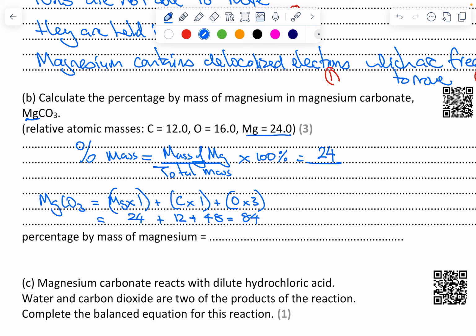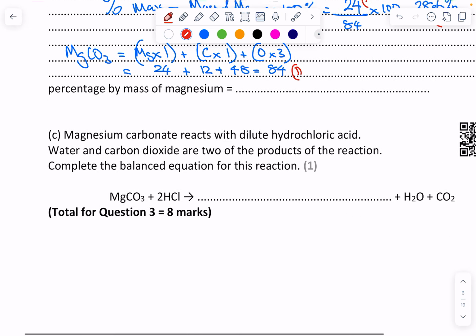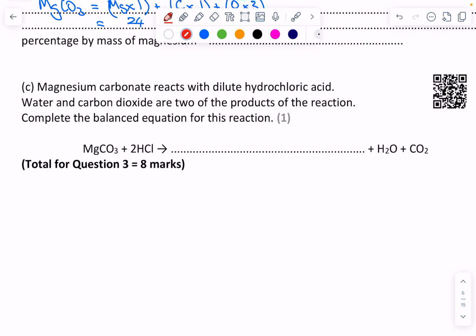So now I'm going to do 24 divided by 84 times 100, and that is going to give me 28.6%, to 1 decimal place. Marks wise, you're going to get a mark in here for working the mass 84 out, then a mark for getting that right, and then a mark for getting the final answer. Okay, last one.